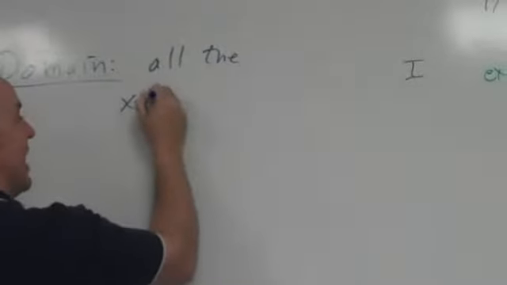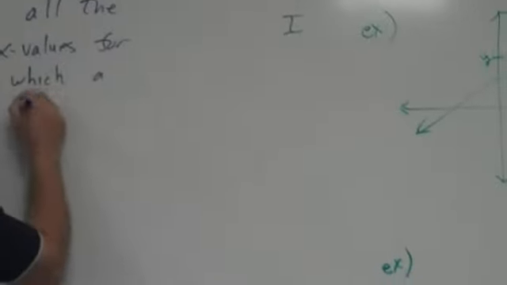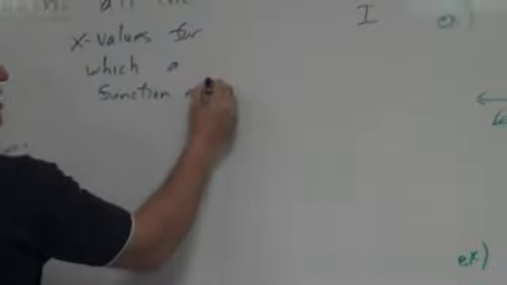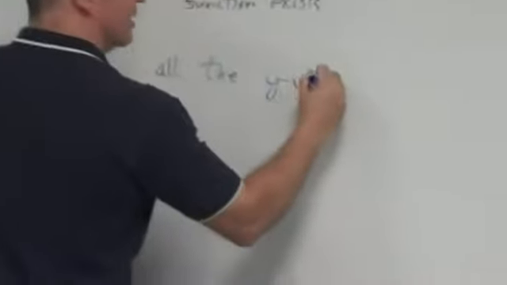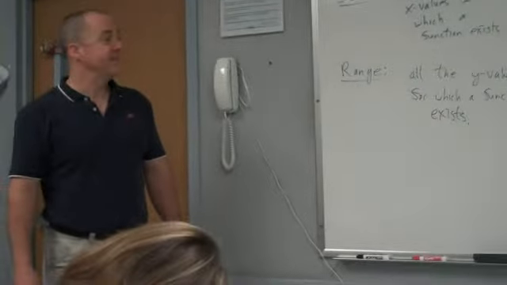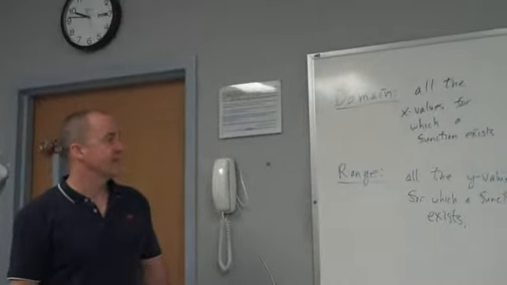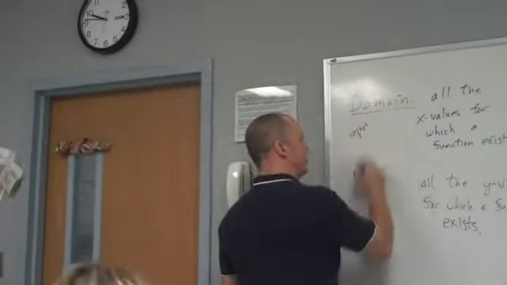The domain is all the X values for which a function exists. The range is all the Y values for which a function exists. So it's the exact same definition, but in... Well, yeah, domain is like what Sarah just said. Domain's X and range is Y. Okay? Domain is input. Excellent. Range is output.